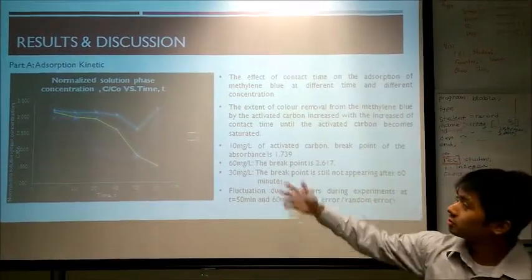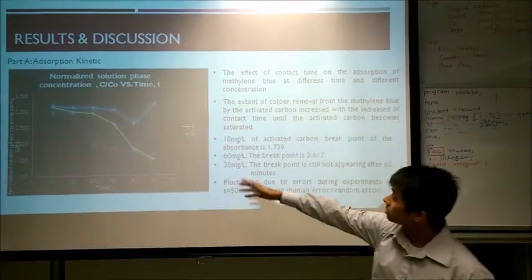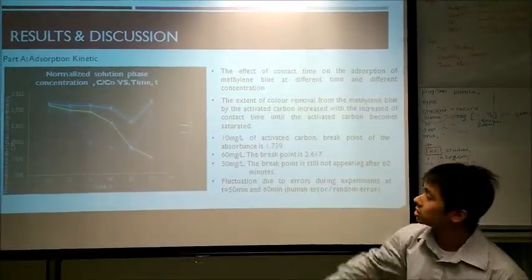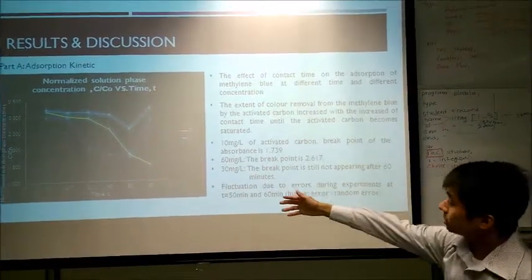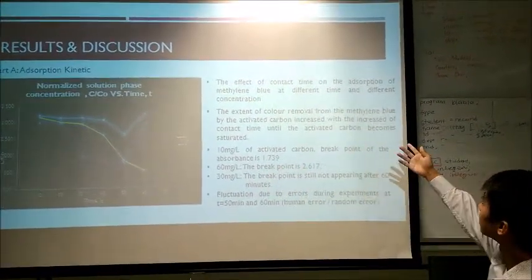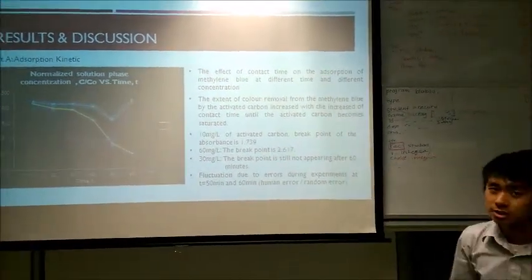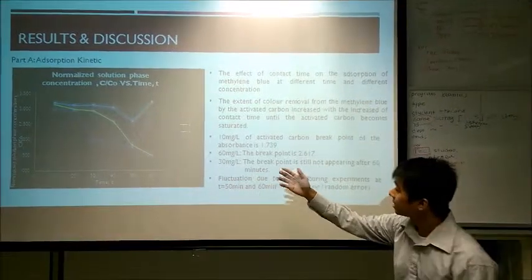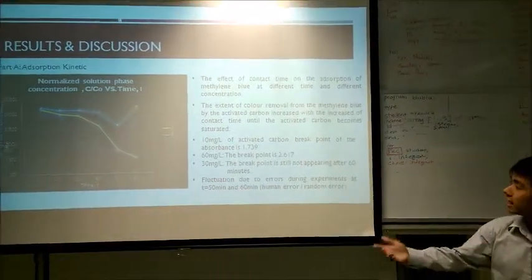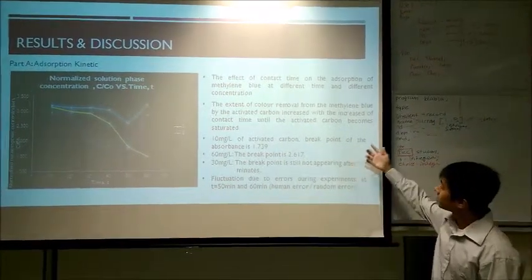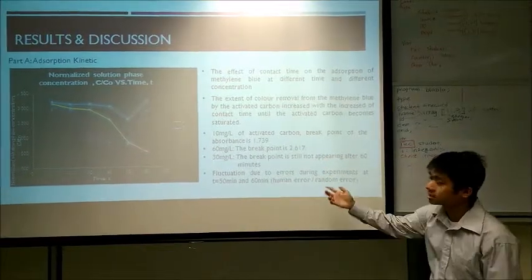For part A, adsorption kinetics, we can see that this graph is plotted based on the normalized solution phase concentration, C over C naught, versus time. This is the effect of the contact time on the adsorption of methylene blue at different times and different concentrations. Based on the graph, we can say that the extent of color removal from the methylene blue by the activated carbon increased with contact time until the activated carbon becomes saturated.